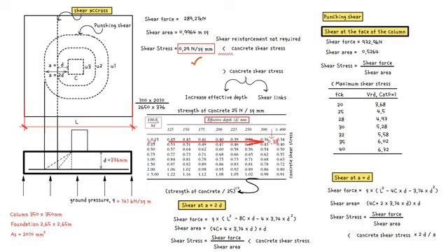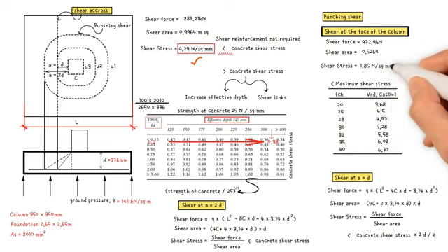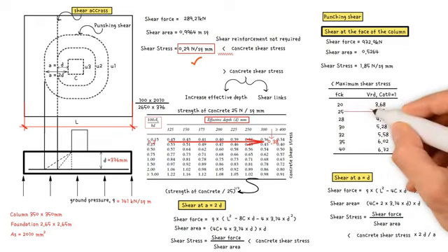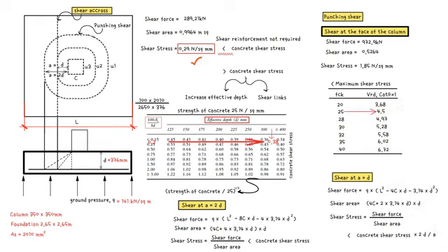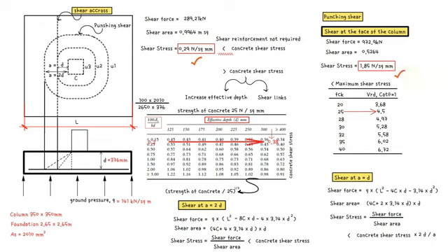Shear stress equals shear force 972.9 kilonewtons, divided by the shear area 0.5264, divided by 1000 to convert from kilonewton per square meter to newton per square millimeter. This gives us a value of 1.85 newton per square millimeter. As a result, the maximum punching shear resistance of 4.5 newton per square millimeter exceeds the maximum shear stress of 1.85 newton per square millimeter.